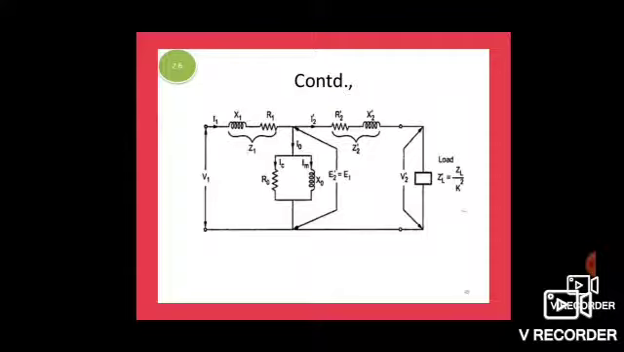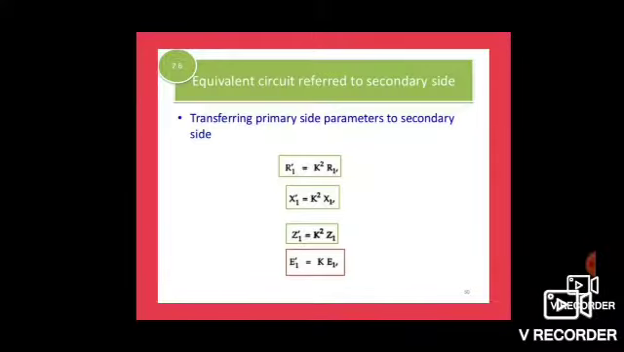Therefore, ZL dash equal to ZL divided by K squared, R2 dash is R2 divided by K squared, X2 dash is X2 divided by K squared, and E2 dash equal to E1. It is the equivalent circuit referred to primary. Now the equivalent circuit referred to secondary side.